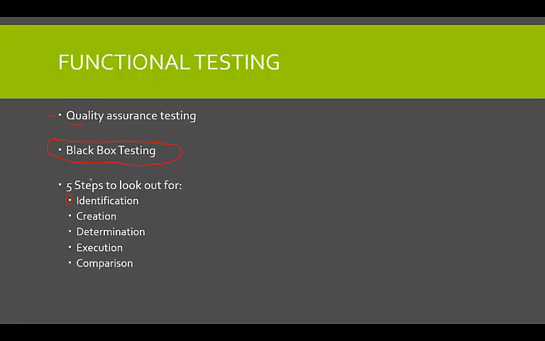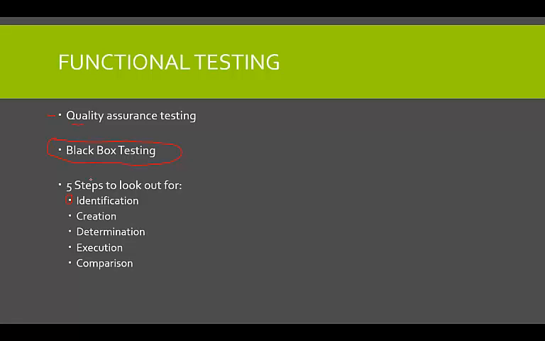Functional testing typically involves 5 steps. The first is the identification of functions that the software is expected to perform. Identifying what is going to happen. What needs to happen, right? So what are we going to do here?